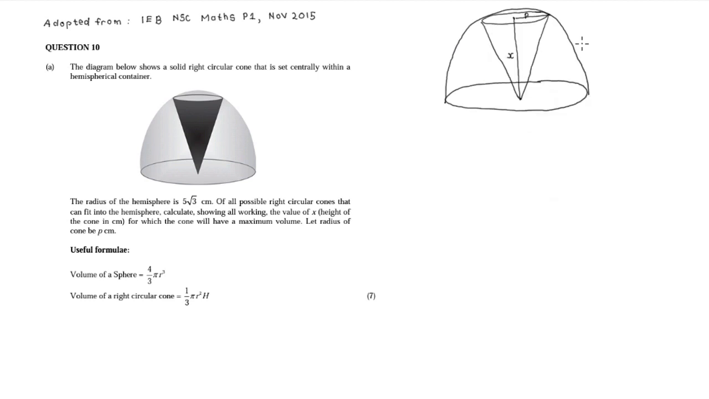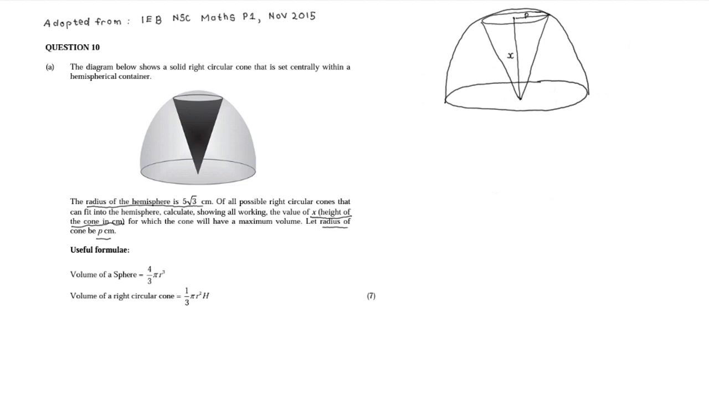I've redrawn our situation and put in the variables that they wanted us to work with. They wanted us to call the height of this cone x, so x is the height of the cone. And they wanted us to let the radius of the cone be p centimeters. I've indicated that over there with the letter p. Something else that they gave us is that the radius of this hemisphere is 5.3, and we can put that in.